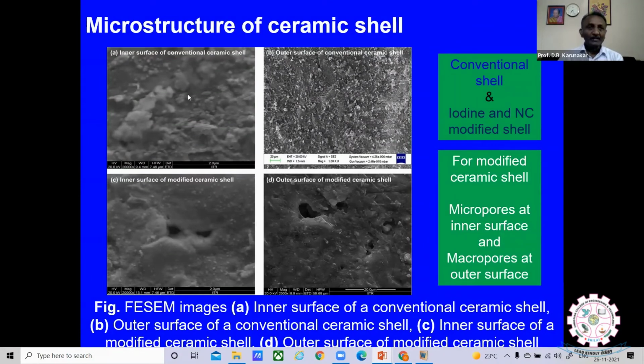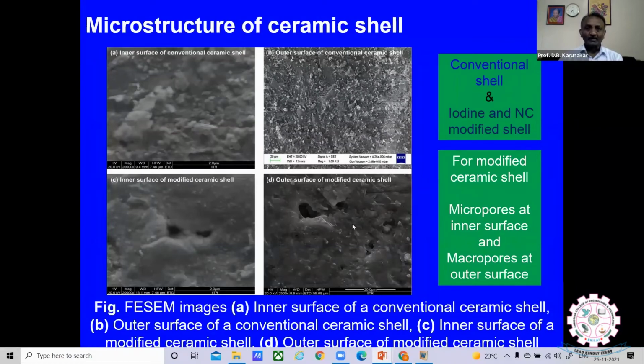This, again, is the conventional shell, which had no pores. This is the inner surface of the conventional shell, no pores. This is the outer surface of the conventional shell, no pores. This is the inner surface of the modified ceramic shell with 0.25 iodine. Yes, we can see small pores. This is the outer surface of the modified ceramic shell with 2% needle coke.